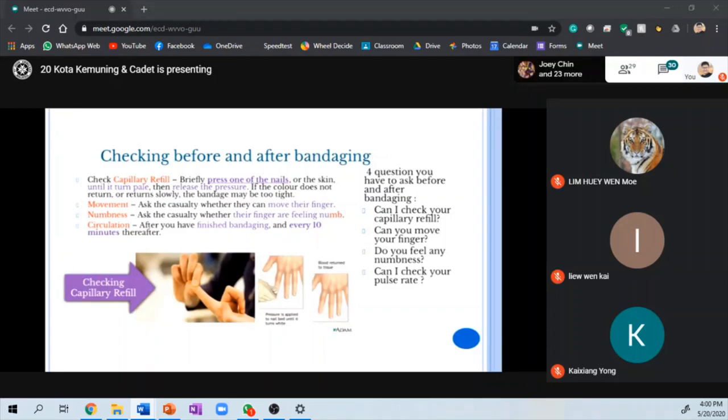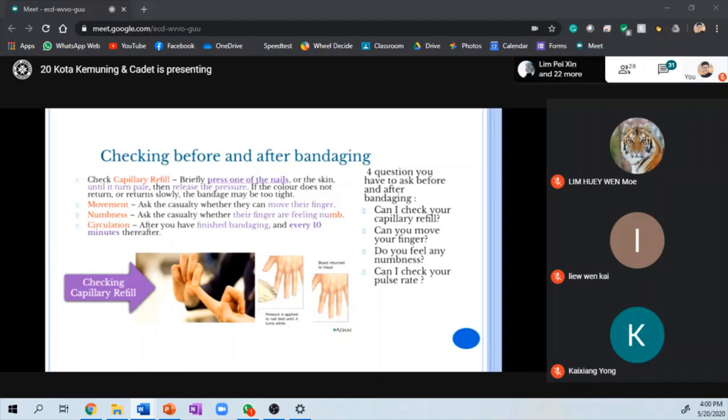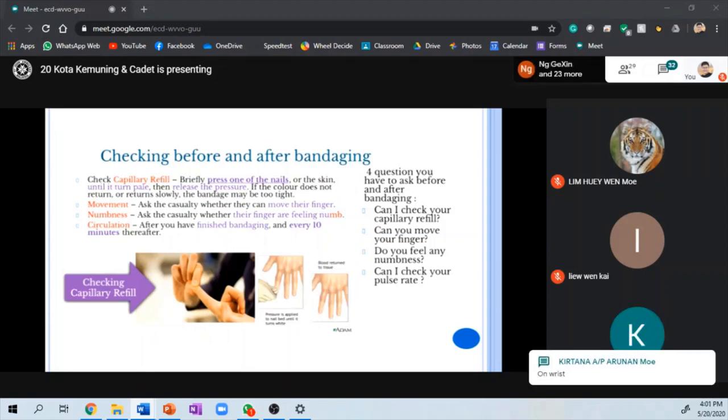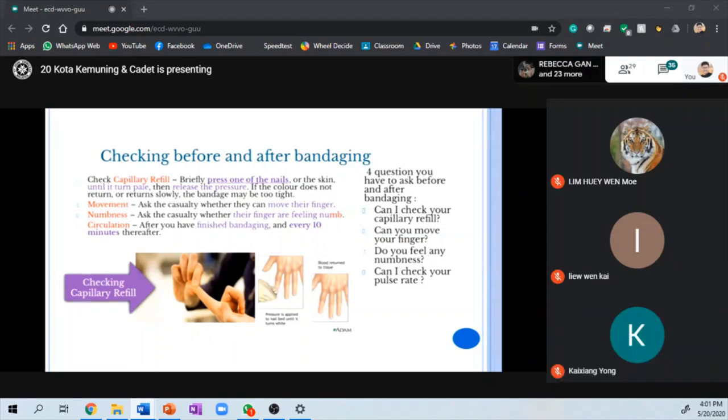Hello? Can someone tell me how to check the pulse rate? I don't know. Which part of your hand? At the finger? At the palm? Or at the wrist? Yes, or wrist. Okay, you need to check the pulse rate and then see whether the pulse rate is normal or not. Okay.